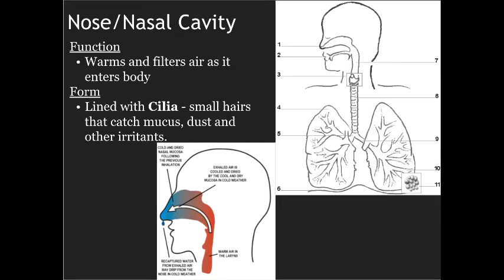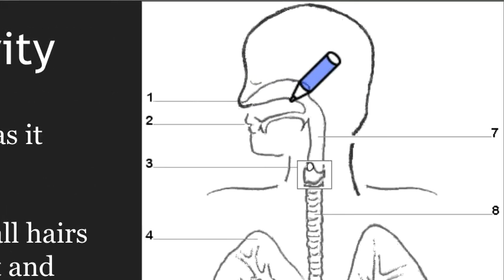So the first structure here is the nose or the nasal cavity. The nose or nasal cavity is responsible for warming and filtering air as it enters the body. It also acts as a little filter with cilia, small hairs, and mucus to catch dust and other irritants to prevent them from going into the trachea, the pharynx, the lungs, all that stuff. So a nasal cavity is number one here in this section, all right? So this nasal cavity up here.